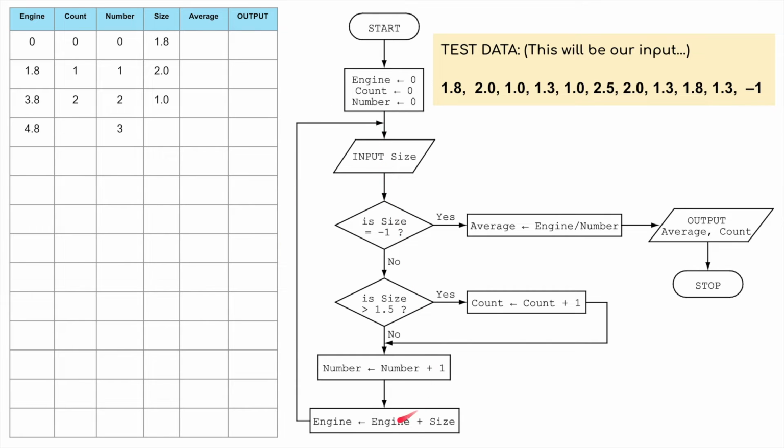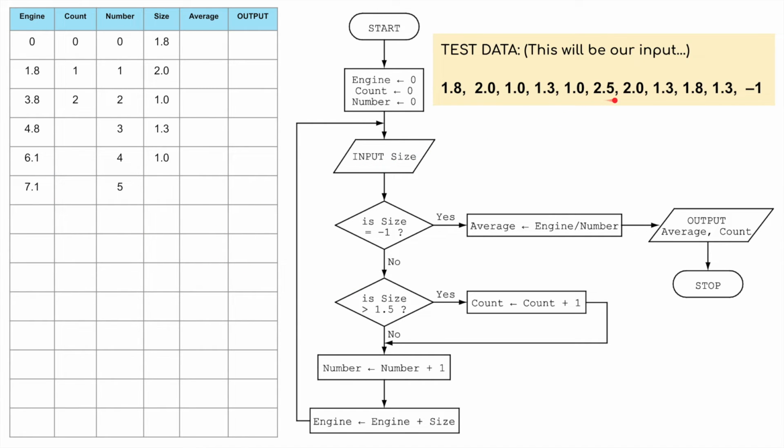As you can see, if this line here was to go to the top, then we would be resetting engine, count and number to 0 all the time, but it's not, it's coming in here. So we go around again, 1.3. Okay, what have we added? We've added a 1, because 1.3 is less than 1.5, and we add 1.3 to the total. We're now on 6.1. We add 1. Okay, the number is 5, because we're down here now, and then we add to the engine size.